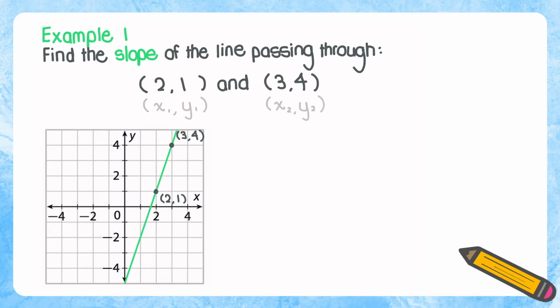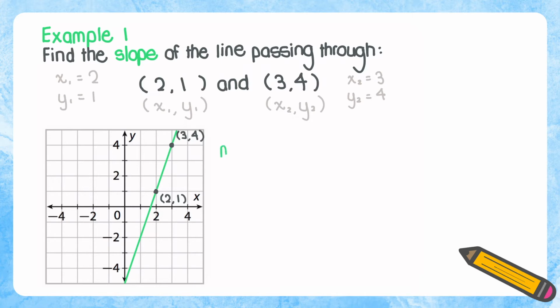Right here, I know that x sub 1 is the x value of my first point. So x sub 1 equals 2, and y sub 1 equals 1. Then we look at our second point: x sub 2 equals 3, and y sub 2 equals 4. I labeled each part of the coordinate points, so I know what, for example, y sub 1 equals, or x sub 2 equals. So now we can just plug these numbers into our formula.